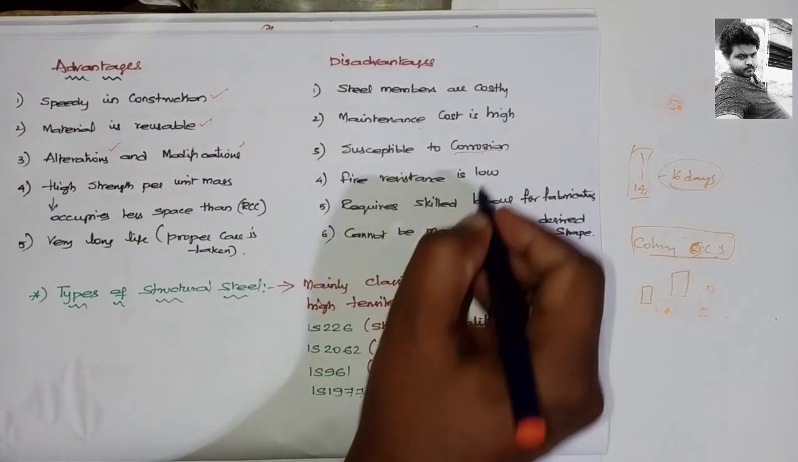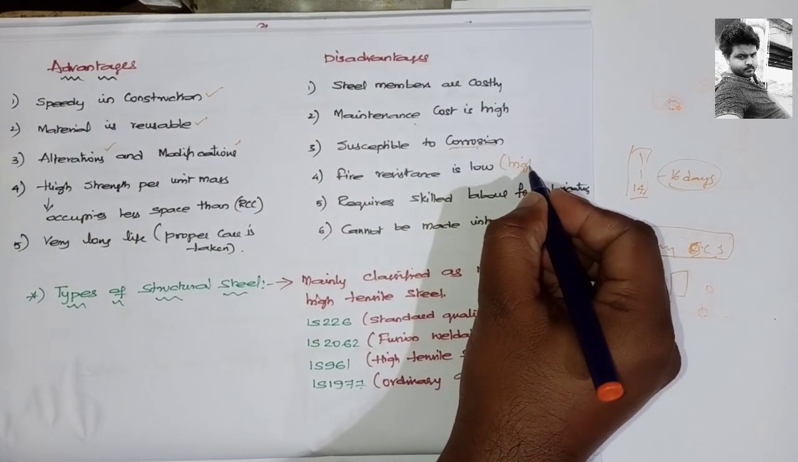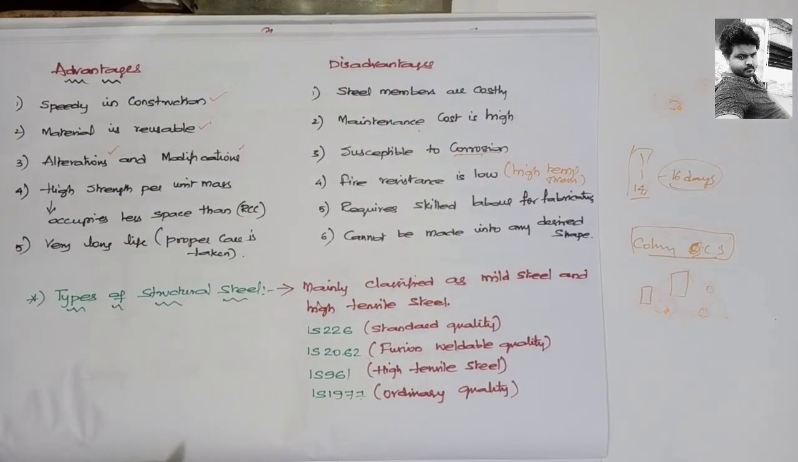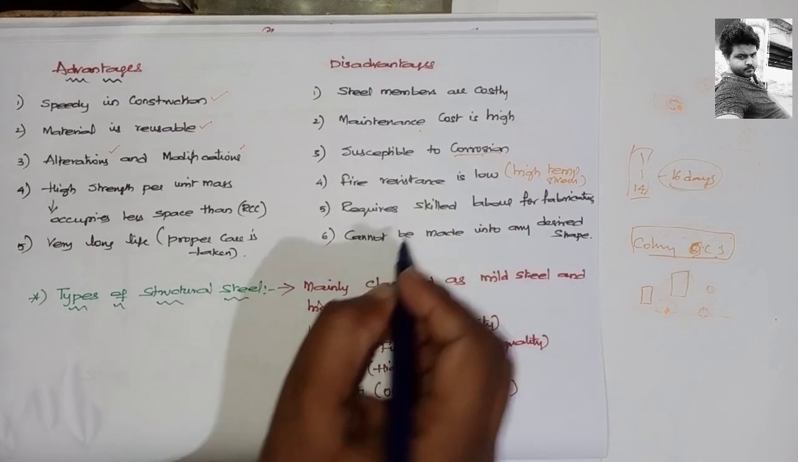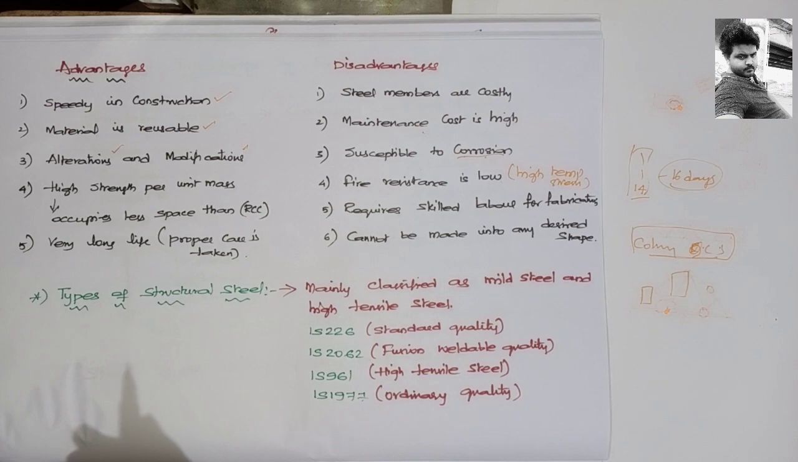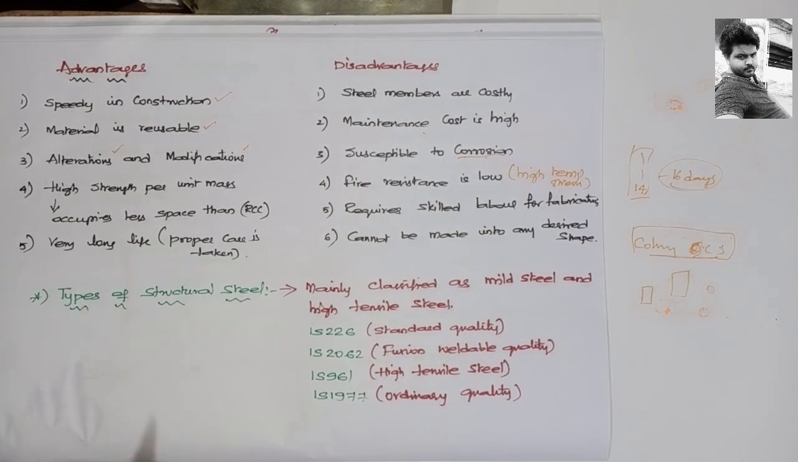And it has low resistance to fire. Low resistance to fire means what? High temperature stresses will be there, because resistance to fire is very low. And it requires skilled labor for fabrication. While fabricating any transmission tower or high tension tower, you are supposed to go for highly skilled labor, right? And it cannot be made into any desired shape as that of concrete. Because with concrete, if you require one shape, you prepare a mold or formwork based on that, then you go ahead. But here it cannot be done.